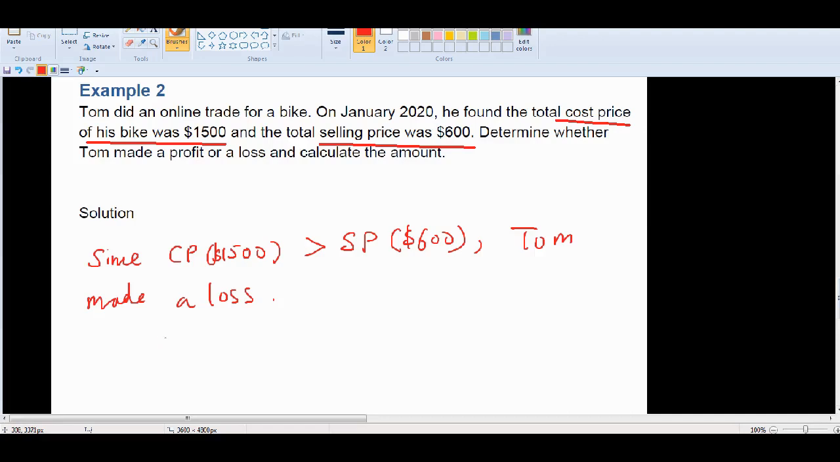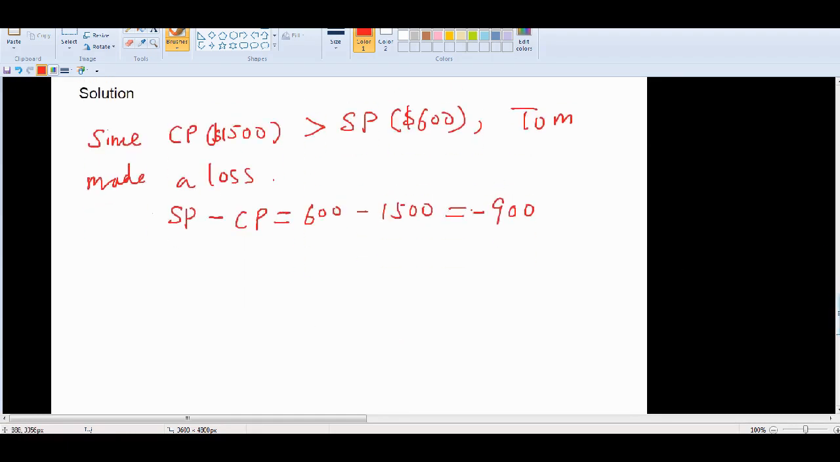How about the amount of the loss? If we calculate the profit, it should be selling price take away cost price, which is $600 take away $1,500. You have minus $900. That means Tom made a loss of $900. That's it.